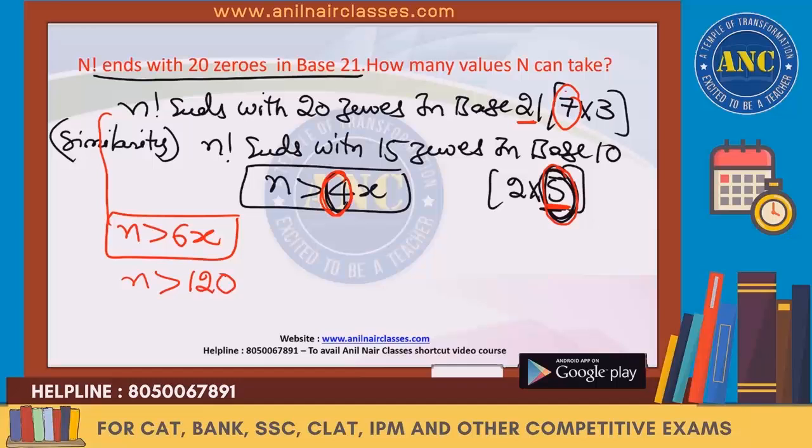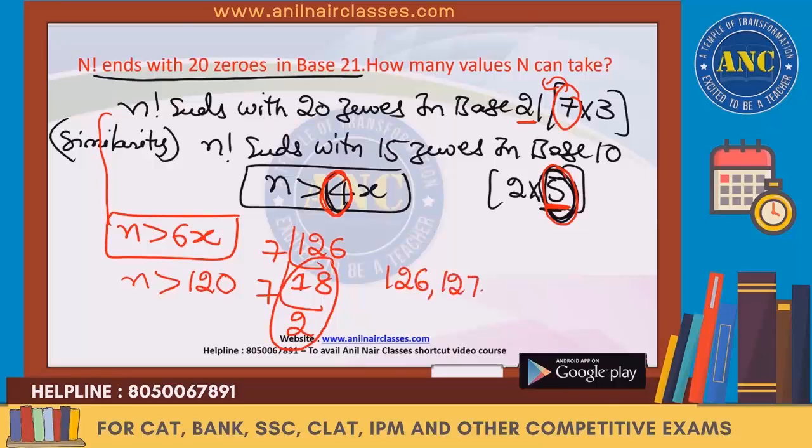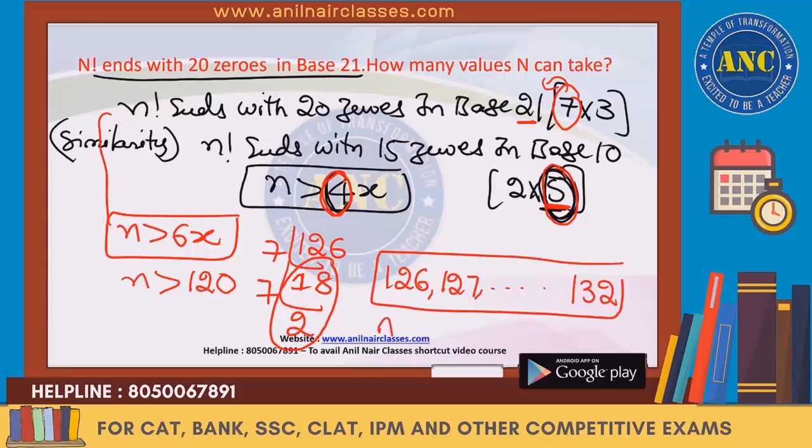Here I will take the multiple of 7 just greater than that number. So 126. 7 1s are 7, 7 8s are 56, 7 2s are 14. What is 18 plus 2? 20. So from 126 till the next multiple I will get the answer. Till 132. 126 till 132. How many values can it take? 7 values it can take.